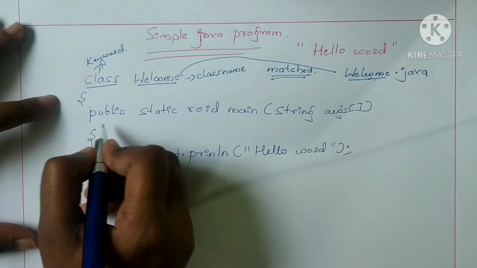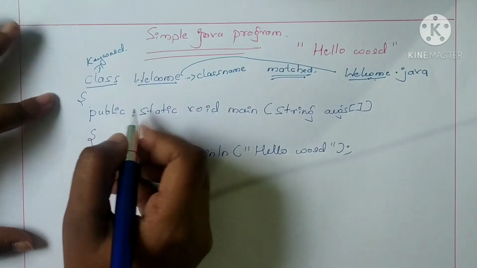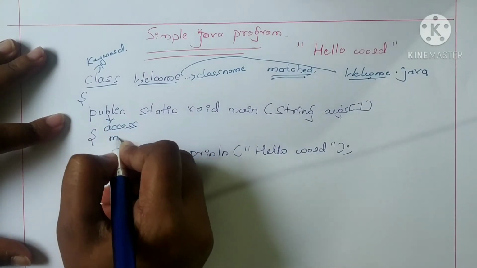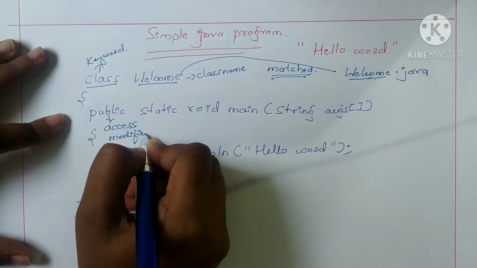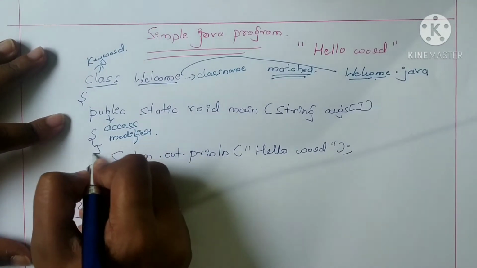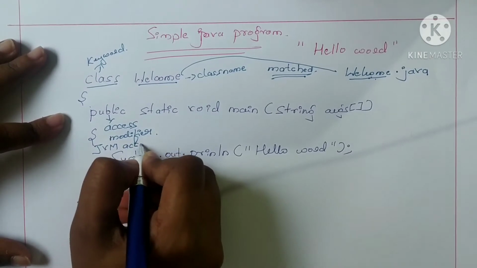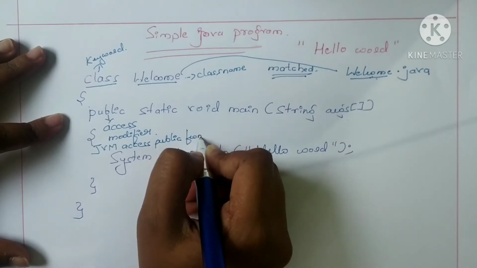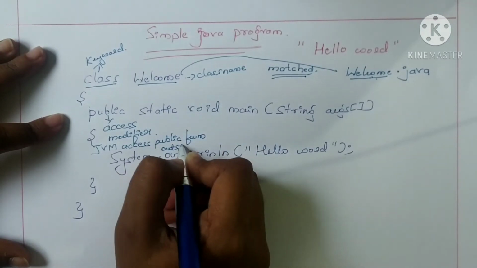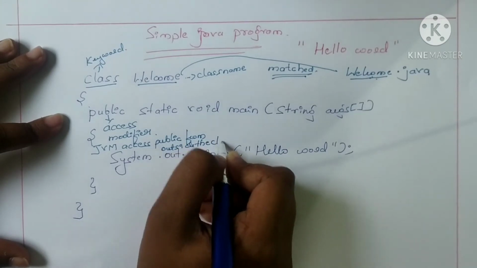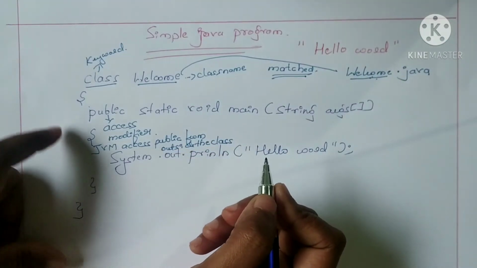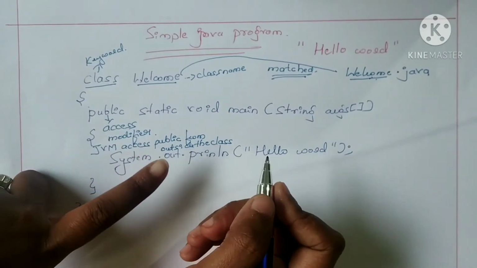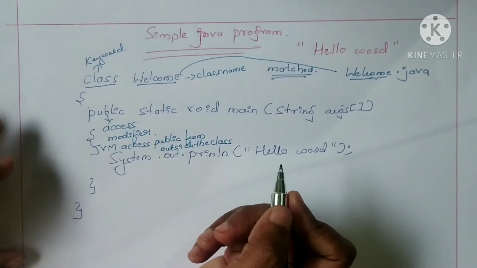Next, public. Public is an access modifier. JVM accesses public from outside the class. The public is the access modifier. JVM accesses the public from outside the class.